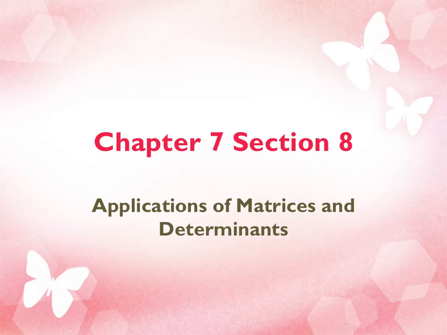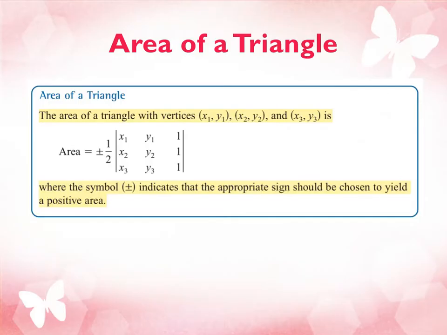All right, so 7-8 is called Applications of Matrices and Determinants. So we're going to learn how to use determinants to solve systems of equations, to find the area of a shape formed by 3 points, and to determine if 3 points are collinear. So 3 different applications. The first is the area of a triangle.